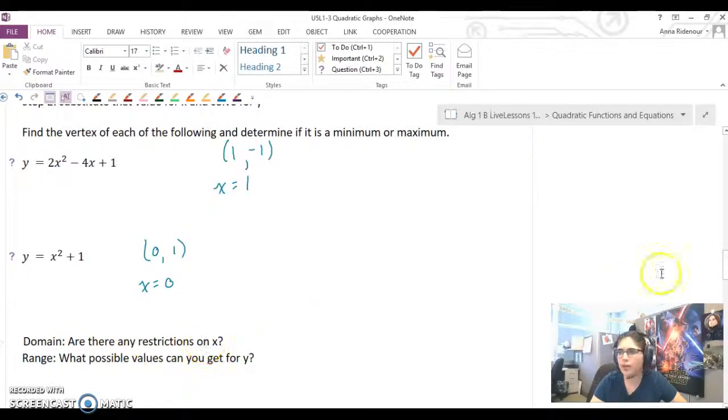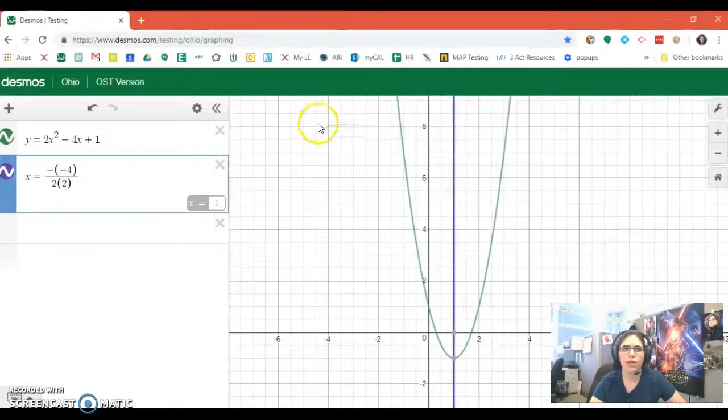Next question is, are there any restrictions on x? In other words, how can I find my domain, and then afterwards, what range could I have? So the types of things that limit your domain are square roots, because you can't take the square root of a negative number. The other thing that can limit your domain is fractions, because you can't divide by 0. So those are the two things that you always have to look out for, square roots and fractions. Quadratics have neither of those things. So I could plug in whatever value I wanted to for x for any quadratic.